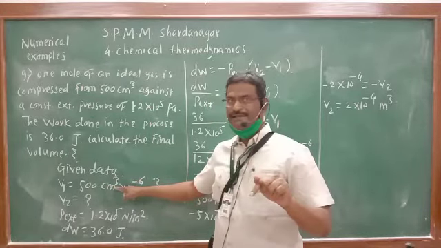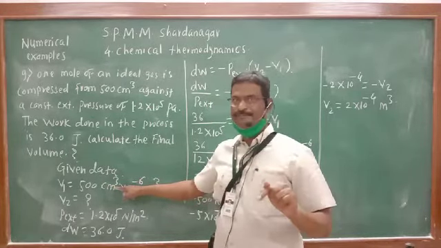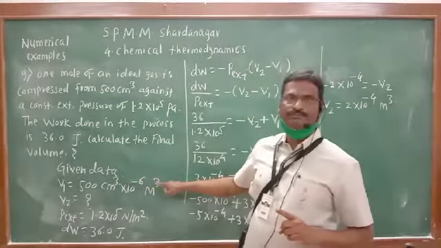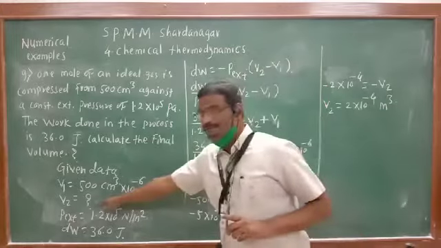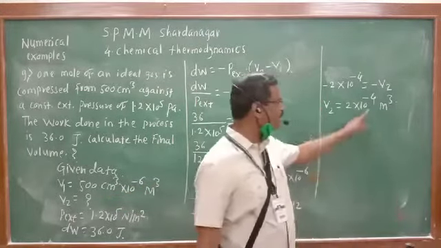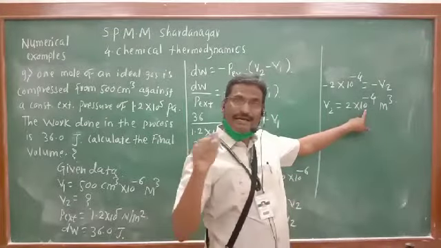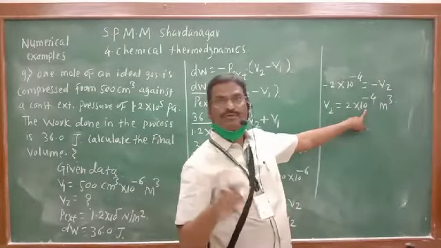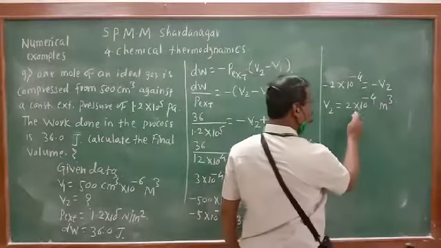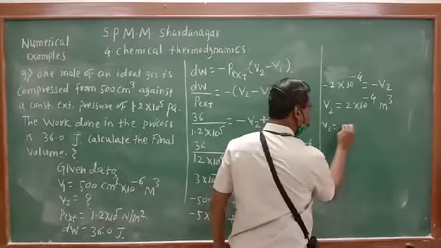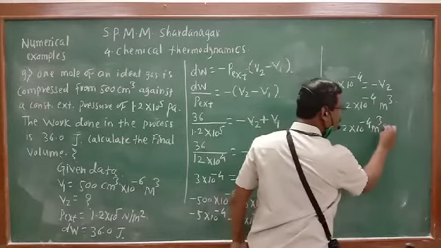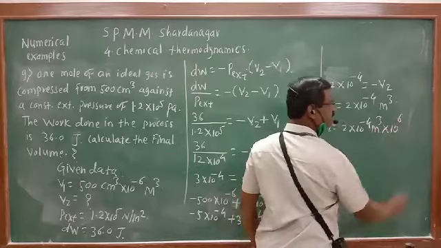For simplicity, for solving the problem, this centimeter cube we have converted into meter cube. But the answer of V2 they have given in centimeter cube and we are getting it in meter cube. So again convert V2 from meter cube into centimeter cube. Therefore, this is multiplied by 2 into 10 raised to minus 4. This is meter cube. This is multiplied by 10 raised to 6.